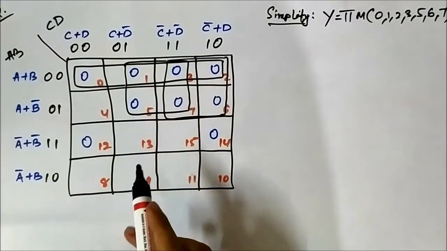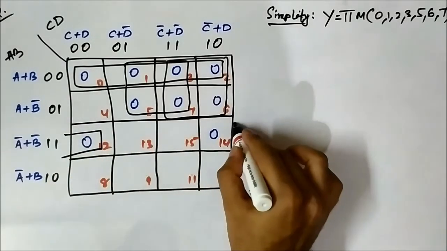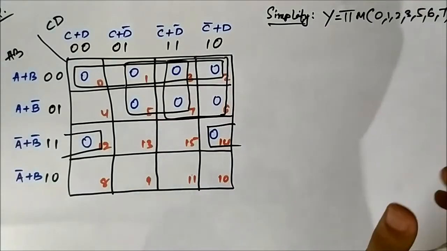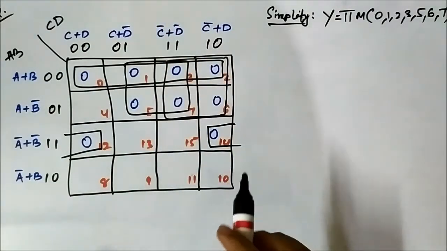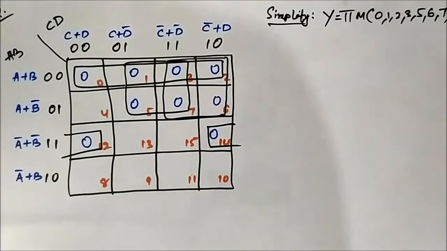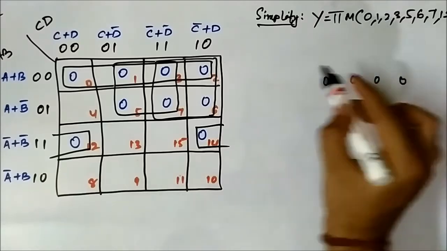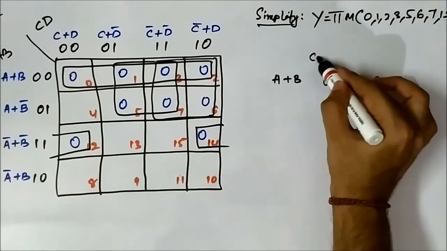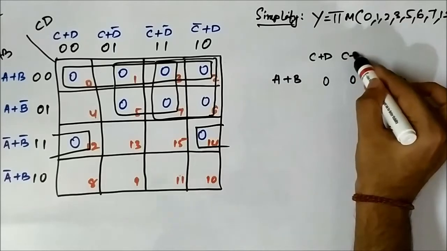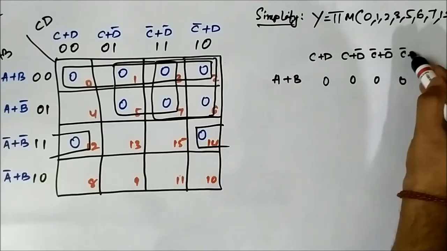Then cells 12 and 14 we can form a pair. So 12, 14 pair, then these three quads. So now we have to identify the common variables. So for this first quad, the horizontal set of variables A or B, then this is C or D, C or D bar, C bar or D bar, C bar or D.